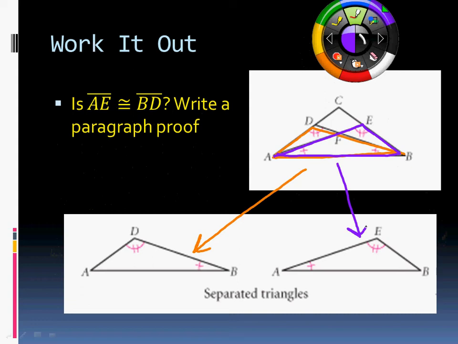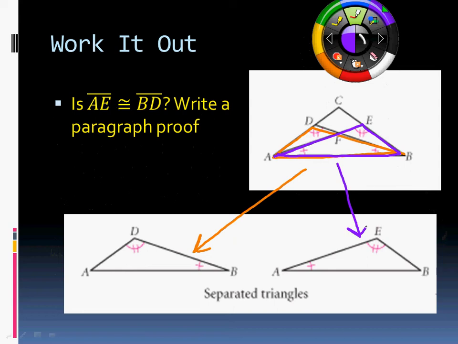See, I want to prove that AE is congruent to BD, but the way I'm going to do that is I'm going to prove that the triangles are congruent first, and then I'm going to say, oh yeah, by the way, AE and DB are congruent to each other because they're both one corresponding side of this triangle congruency pair.